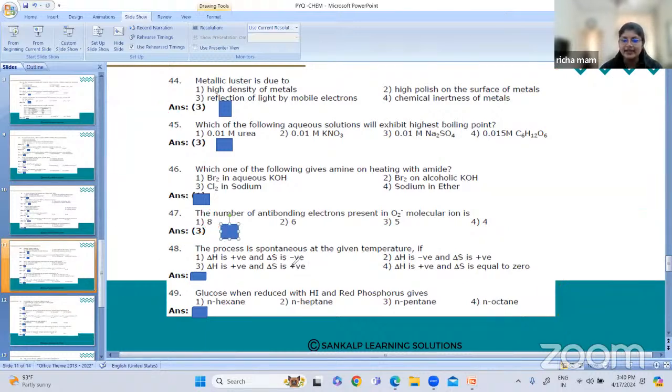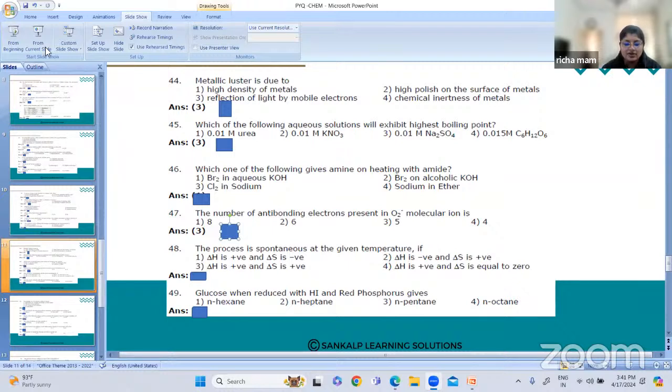The process is spontaneous at a given temperature if delta H is positive and delta S is negative; or delta H is negative and delta S is positive; or delta H is positive and delta S is positive; or delta H is positive and delta S is equal to 0. Mehak has answered it as B. Yes, the answer is correct. Delta H is negative and delta S is positive.